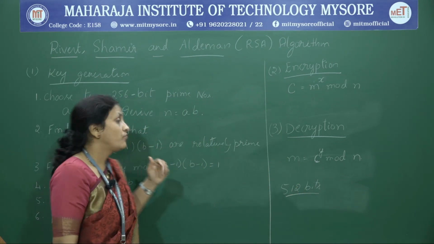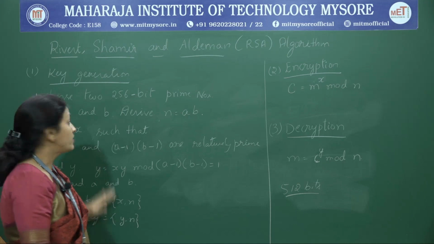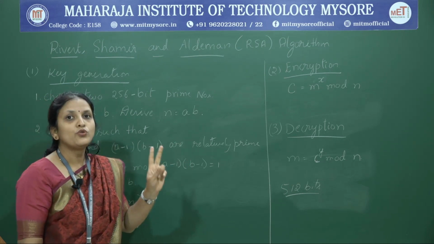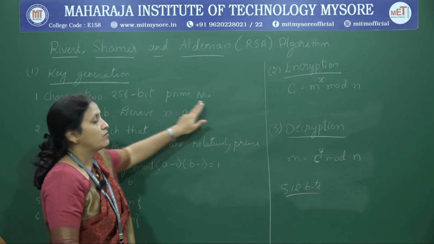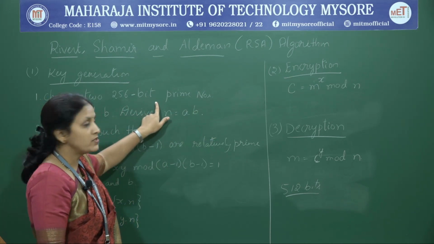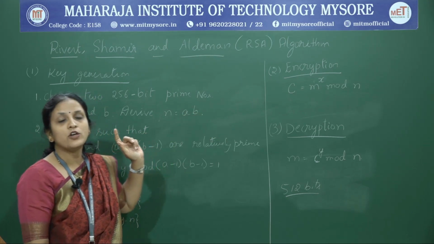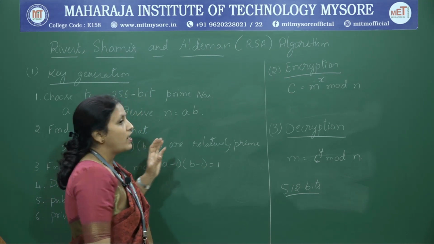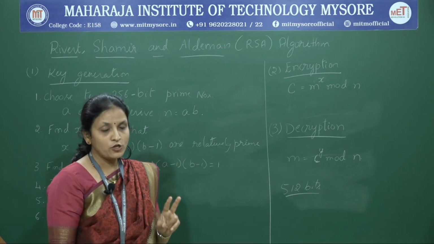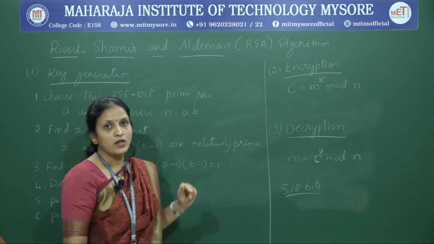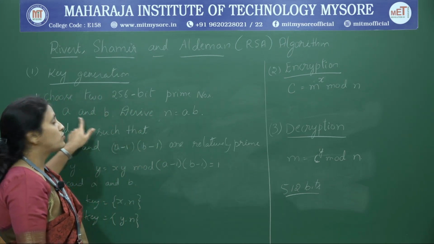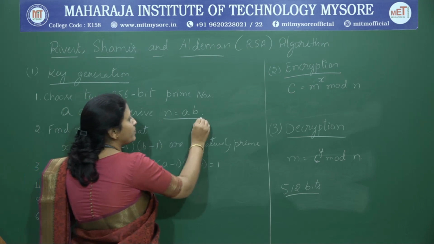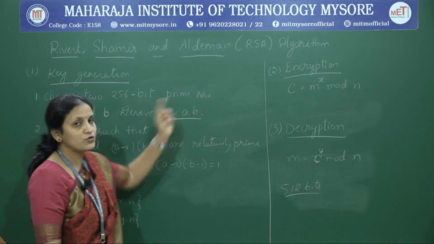How to generate a key? There are 6 steps involved in this. The very first step is to randomly choose two 256-bit length prime numbers. What do we mean by a prime number? A number which is divisible only by 1 and itself. So, two prime numbers of 256-bit length are selected. We call those two A and B, and we derive n, which is the product of A and B.